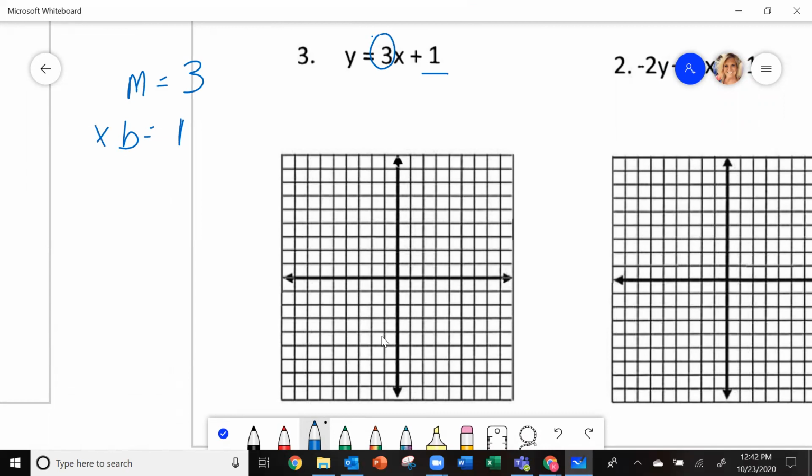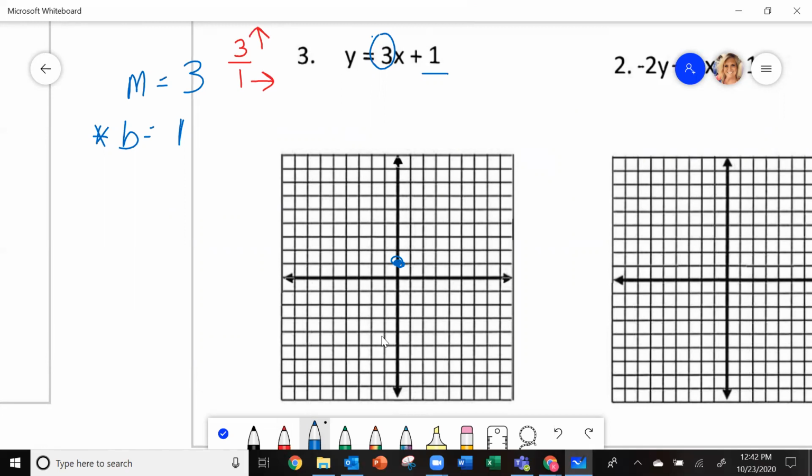Okay, so you're going to start at the y-intercept. You're going to start at 1. The slope is 3. I need it to be a fraction, so a whole number you're putting over 1. The top number tells you to go up or down. Since it is positive, I'm going to go up. Up 3, and then the bottom number is always to the right at the beginning.